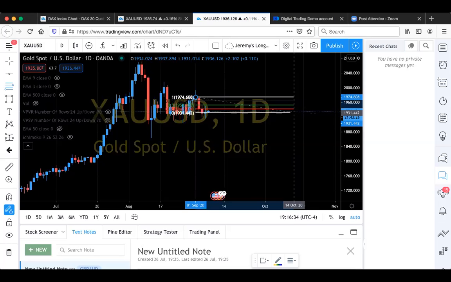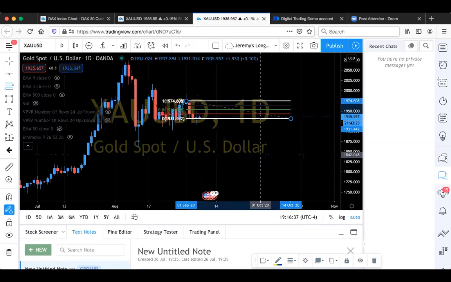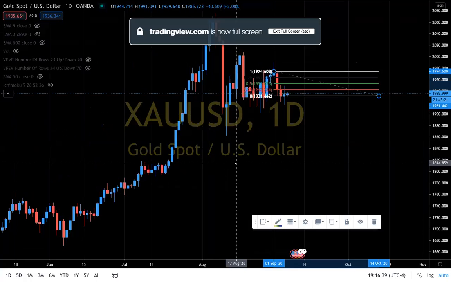And so you're going to find the longest candle. Oh man, let me make my screen bigger. Okay, there we go.